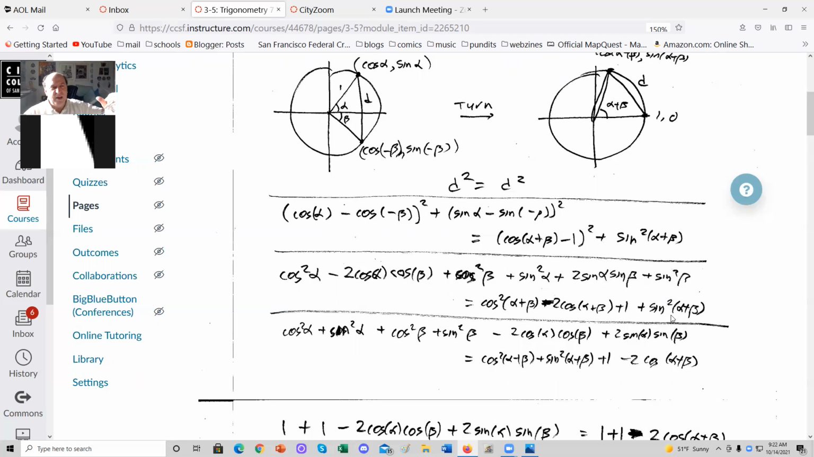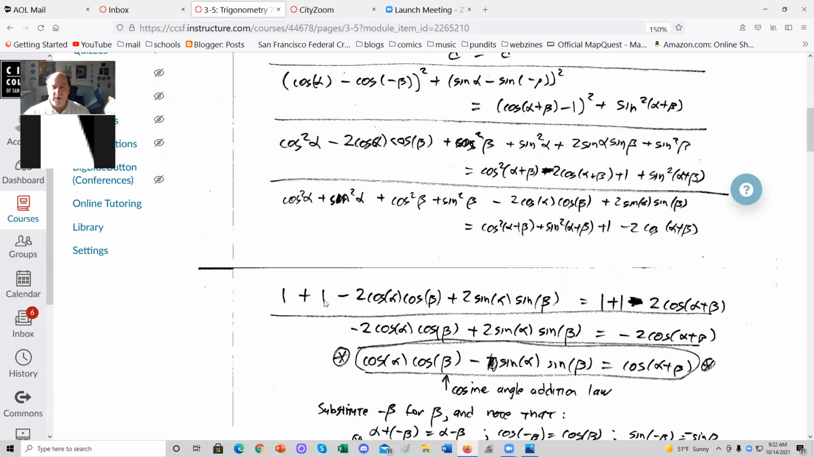Now this is the point where we get to use the Pythagorean identities. Cos squared plus sine squared. Well, first I rearrange it. Cos squared plus sine squared plus cos squared plus sine squared minus this term 2 cos alpha cos beta plus this term 2 sine alpha sine beta. And this cos squared plus sine squared, put them together, plus 1 minus 2 cosine of alpha plus beta. All right, now these cos squared plus sine squared equals 1, each of them equals 1.